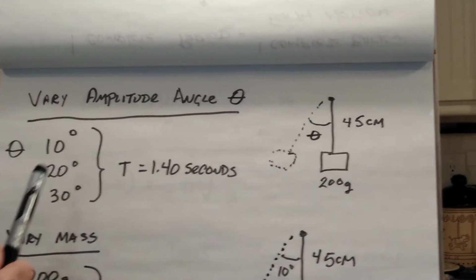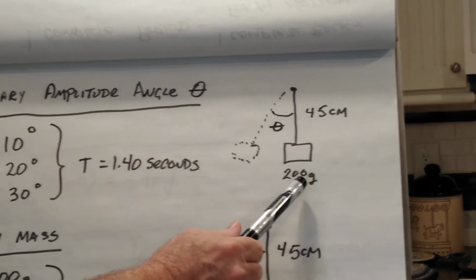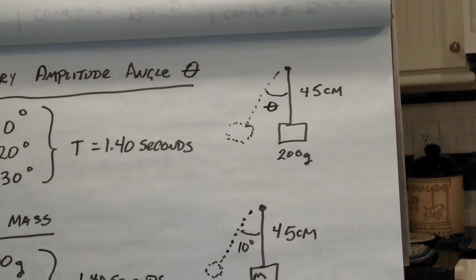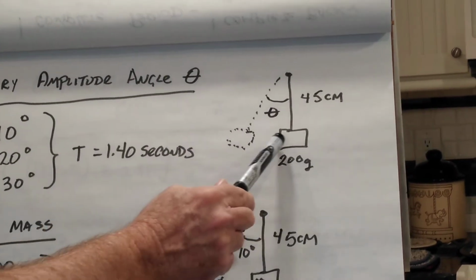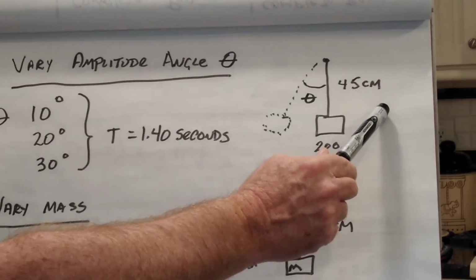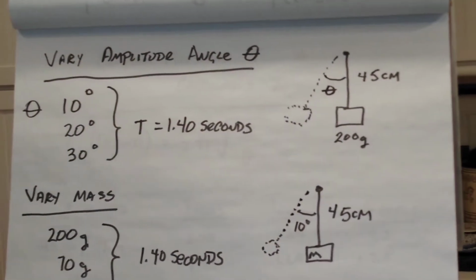In other words, it takes 1.4 seconds for a 200 gram weight with a 45 centimeter pendulum arm pulled back at pretty much any angle to swing back and forth. 1.4 seconds. It doesn't matter what this angle is.